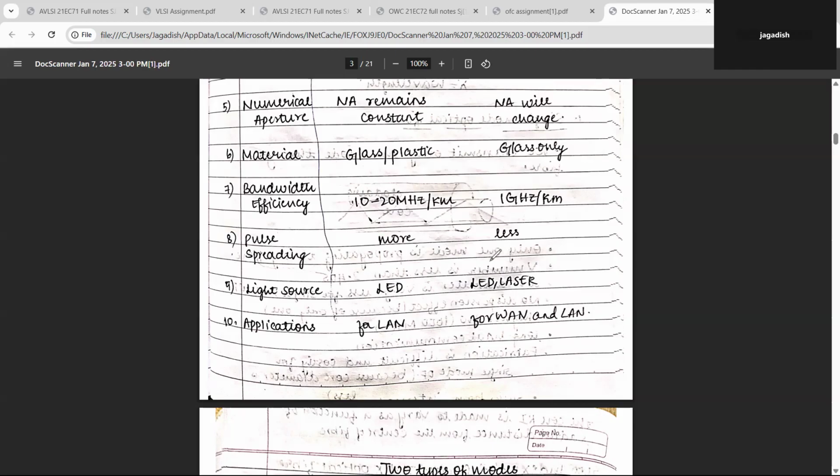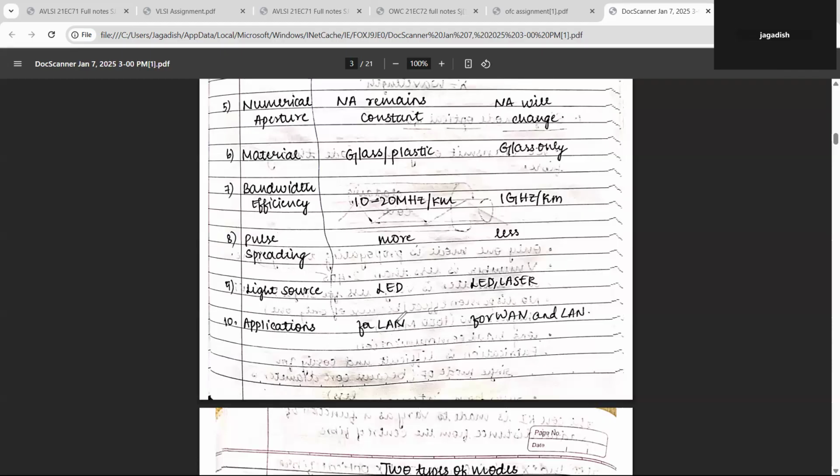Laser full form. At least Google it and tell me. Remember it now. Laser full form. What's Google showing? Light amplification by stimulated emission of radiation. Okay, very good. So, applications.